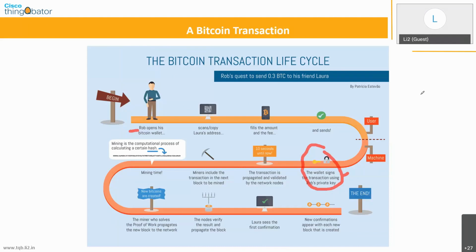So if Rob adds slightly more transactional fee, the transaction might get completed within 30 minutes, because the nodes who are receiving these transaction requests will only mine and confirm transactions which are paying them more, right? Which are paying them more transactional fee. That's how the system is designed.